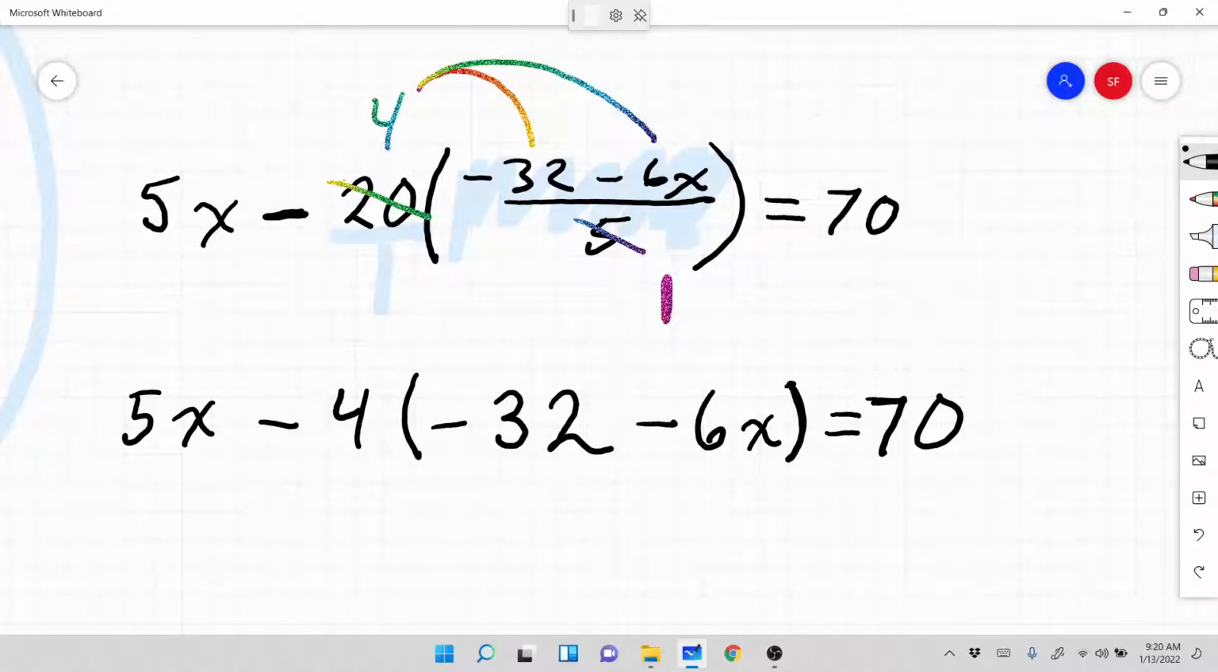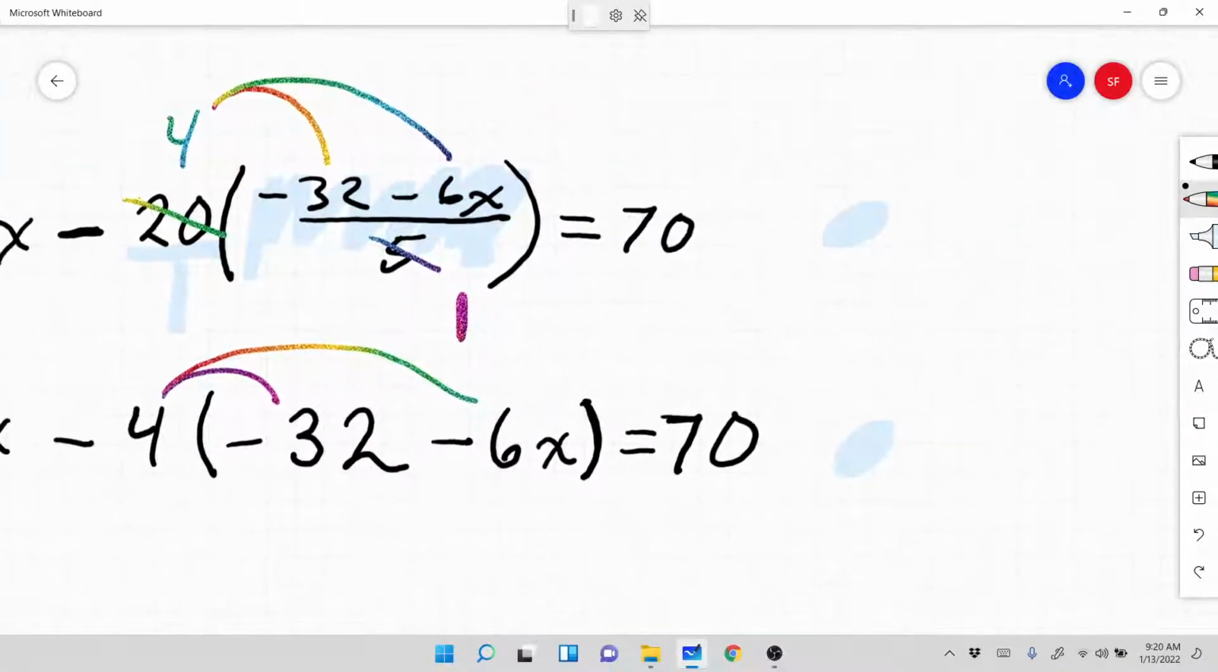Okay. So are we following how I got back to reality? Are we following how I got from this step to this step? Yes or no? Yes. Okay, good. So now we're going to distribute the negative 4. How's that sound? Great.